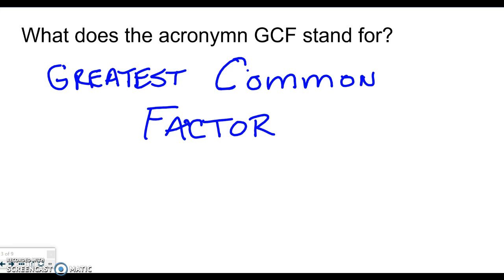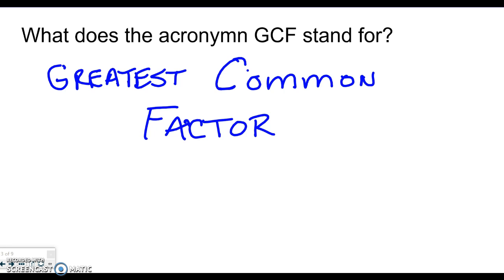All right. So greatest common factor. All three words are quite important. Obviously, we know what a factor is. We just talked about that. A factor is a number that when multiplied by another number gives you the bigger number. Common means if I have a polynomial, this greatest common factor has to be common to every single term in the polynomial.